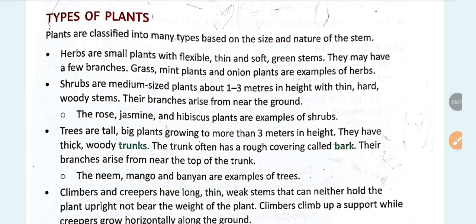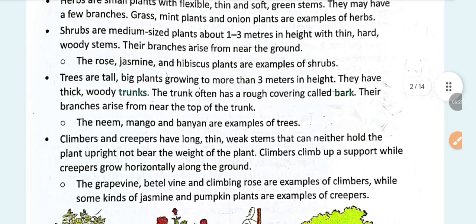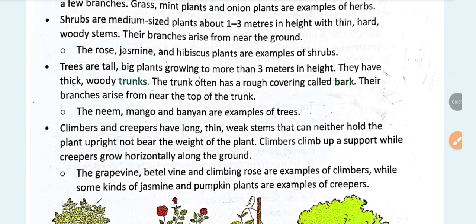Shrubs are medium-sized plants. They are 1 to 3 meters in height. They have thin but hard, woody stems. Their branches arise from near the ground. Not as much as the trees, but mostly they arise from near the ground. Examples would be rose, jasmine, hibiscus. They are such examples of shrubs.